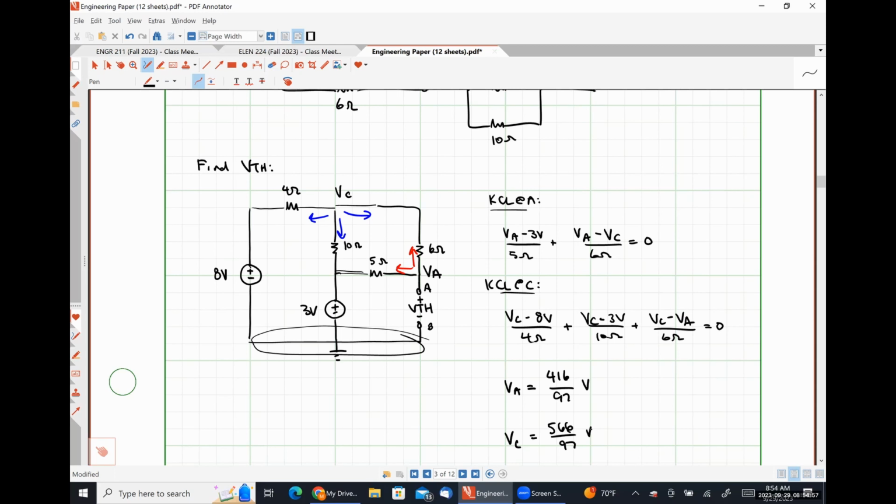So now that I've solved for those nodal voltages, what's V Thevenin? VA. Why is it just VA? Because the positive polarity terminal of our Thevenin voltage is at node A. The negative polarity terminal of our Thevenin voltage is at ground. So VA represents the exact same thing as our Thevenin voltage. All right. So lastly, let's find I Norton.